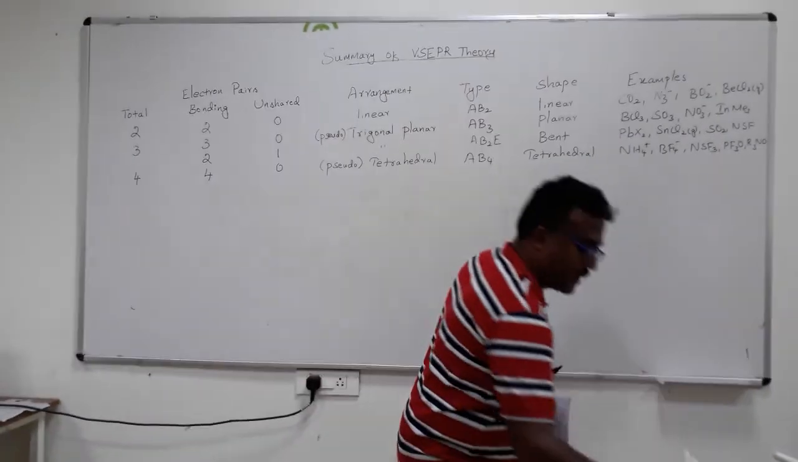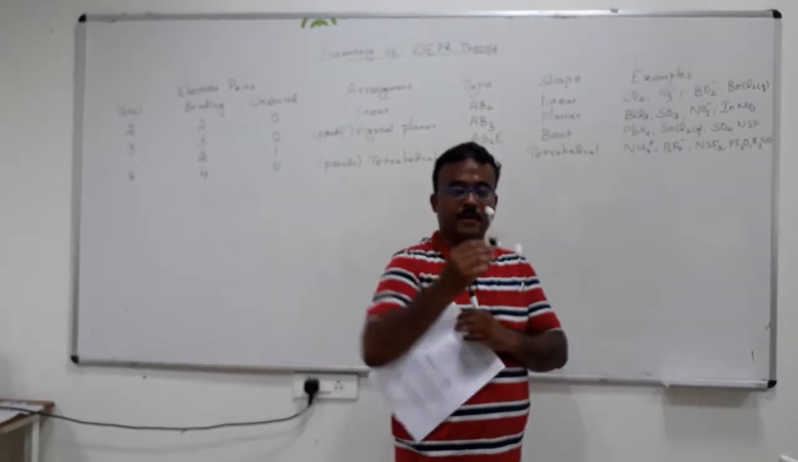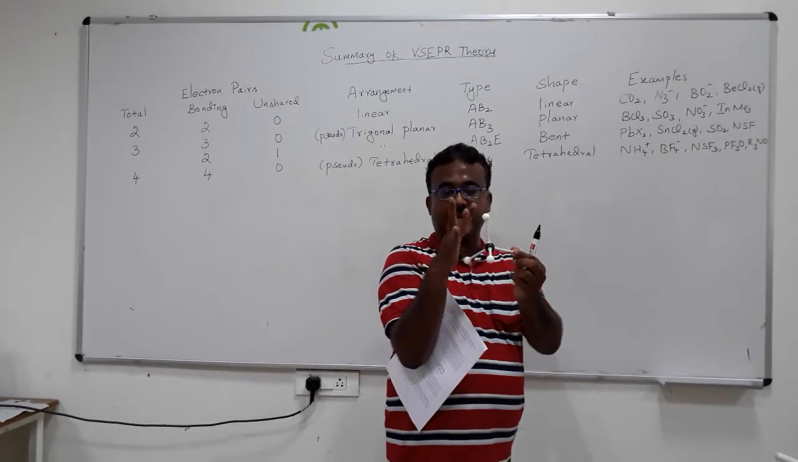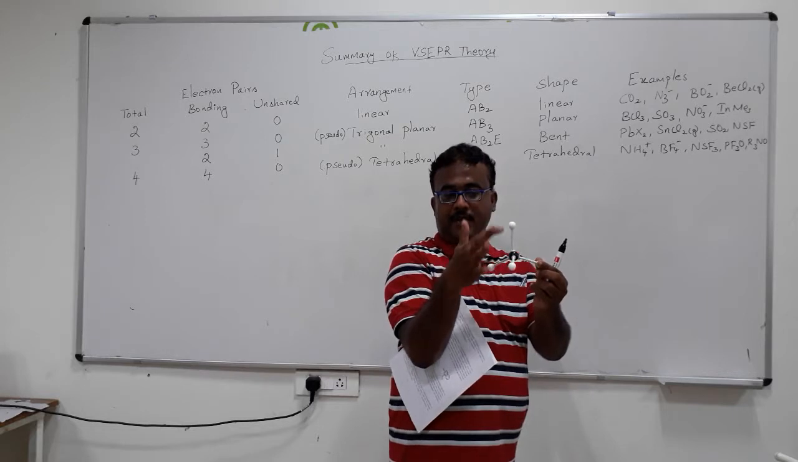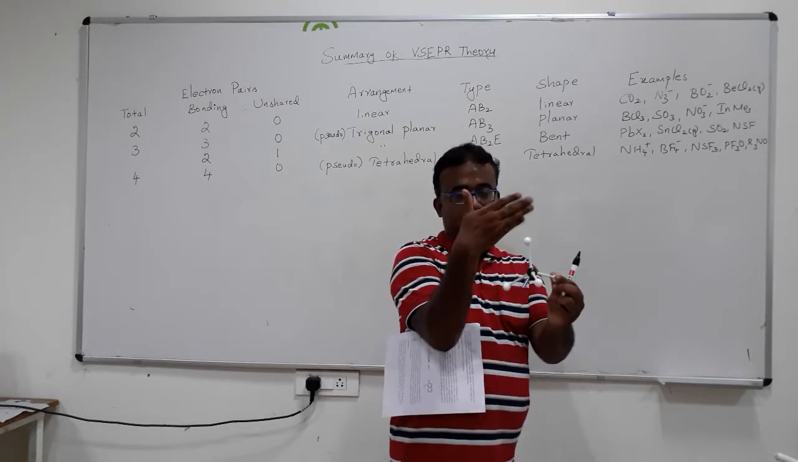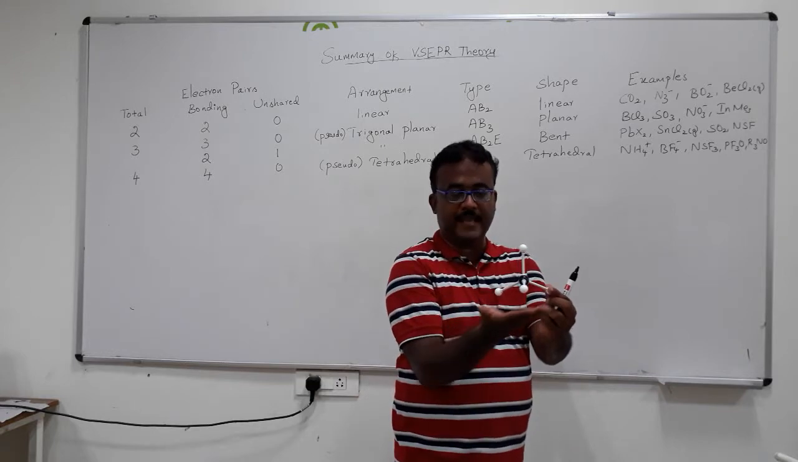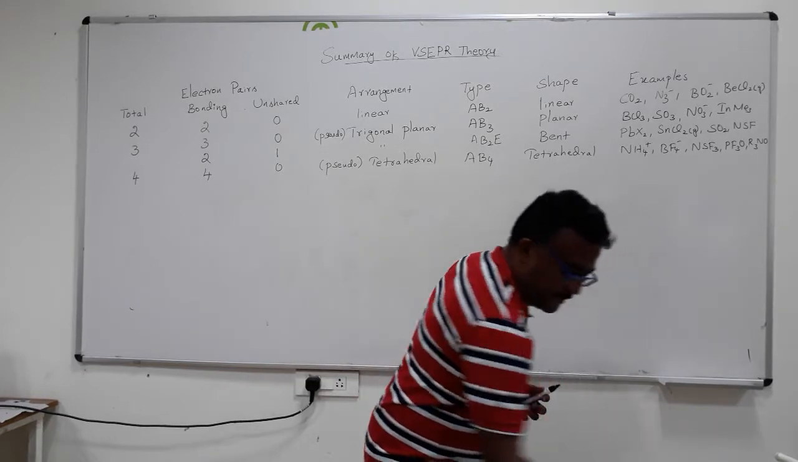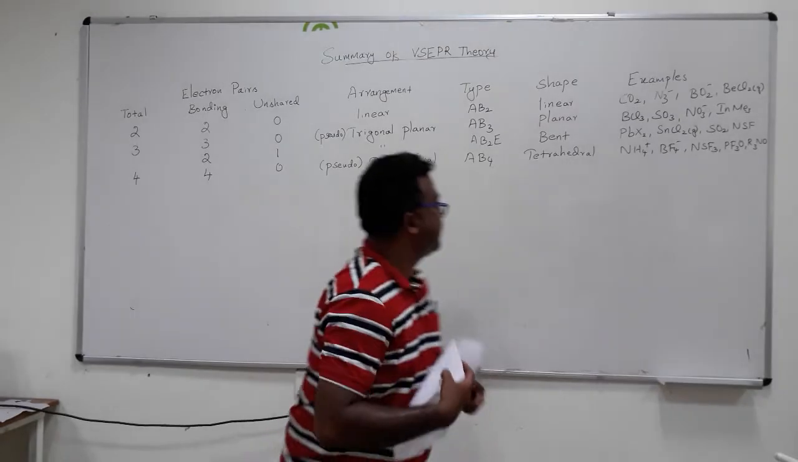I can show the geometry here. You can see the tetrahedral. Tetrahedral means it actually has 4 faces. If you connect 1, 2, 3, a triangle, and again down 1, you get 4 faces. So the shape is called tetrahedral.